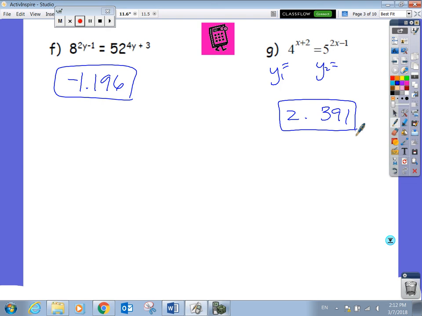All right, so those are the calculator questions on that. Pretty easy, self-explanatory if you type them in correctly. You've got to type them in correctly, though.